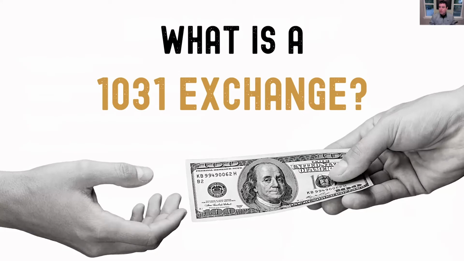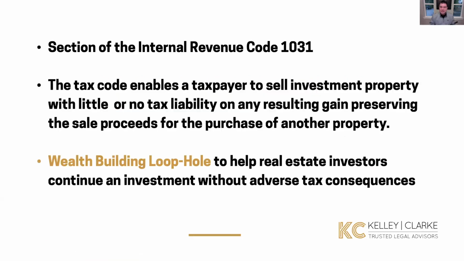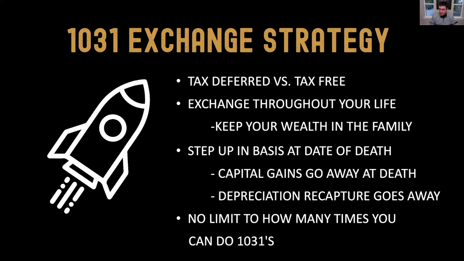So what is a 1031 exchange, right? You've heard me say at the top, this is my favorite part of the tax code. This is the section of the Internal Revenue Code, section 1031. It enables a taxpayer to sell an investment property with little or no tax liability on any resulting gain, preserving the sale proceeds for the purchase of another investment property. So buy low, sell high, have a gain, want to avoid paying taxes on it. 1031 is the section of the Internal Revenue Code that allows you to have basically a wealth building loophole to help real estate investors and syndicators, those of you that are watching this right now, to continue an investment without any adverse tax consequences. This is tax deferred, not tax free.